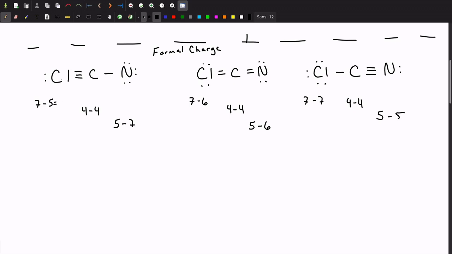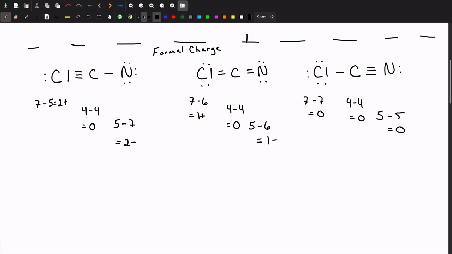So this chlorine over here has a formal charge of 2 plus. This carbon has a formal charge of 0. This nitrogen has a formal charge of 2 minus. This chlorine here has a formal charge of 1 plus. This carbon has a formal charge of 0. This nitrogen has a formal charge of 1 minus. And over here, all of the formal charges are 0.